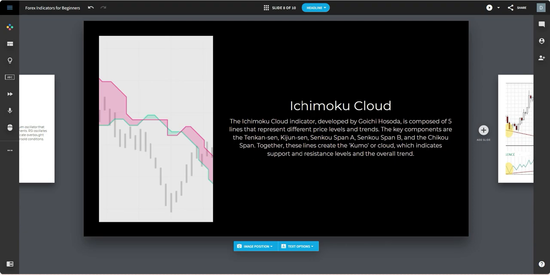Now, okay, the next is the Ichimoku cloud indicator. I don't know if I pronounced that right, but it's developed by Goichi Hosoda, and it's composed of 5 lines that represent different price levels and trends. The key components are the Tenkan Sen, Kijun Sen, Senkou Span A, Senkou Span B, and the Chikou Span. Together these lines create the Kumo or cloud, which indicates support and resistance levels and the overall trend.